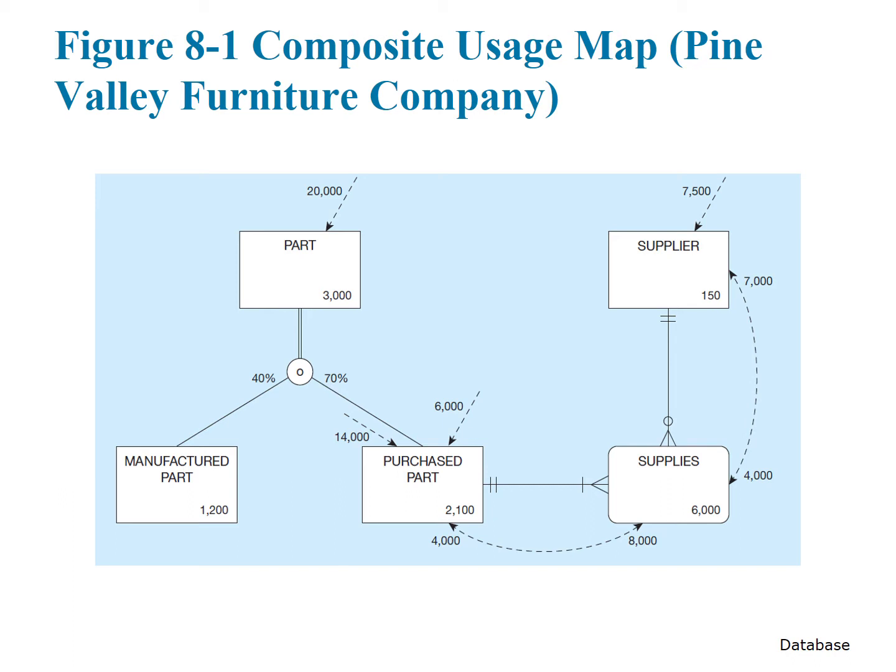7,500 supplier accesses per hour. 4,000 supplier accesses from these 7,500 supplier accesses. 4,000 purchase part accesses from these 4,000 supplier accesses. The flow can go in different directions.